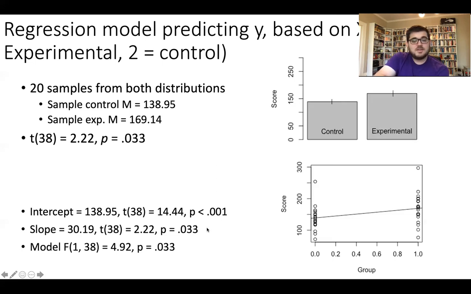Which should be pretty surprising, because that's the exact same thing as the t-test. The t-test is t with 38 degrees of freedom, 2.22, p equals 0.033. But if you think about it, the t-test asks whether the difference between the groups is large enough that you can reject the hypothesis that it's 0. The slope is the same thing. Is the slope of this line going from one group to the other steep enough that it's not 0? Is it far enough from 0 that you can conclude it's not 0? It's the same thing. Mind blown, right?